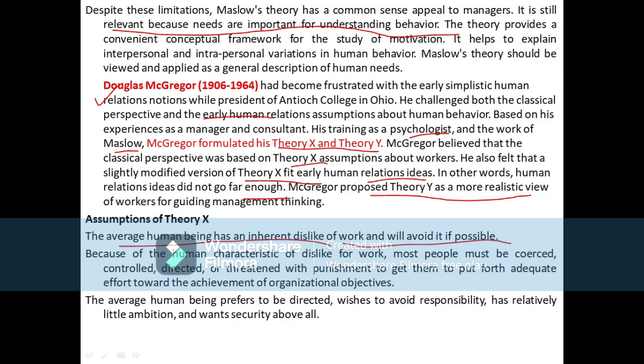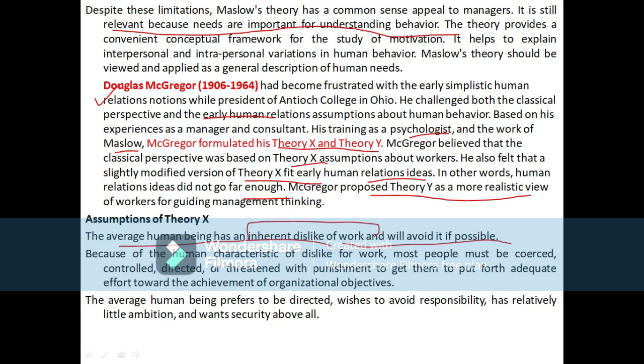Then, because of this human characteristic of dislike of work, most people must be coerced, controlled, directed or threatened with punishment to get them to put forth adequate effort toward the achievement of organizational objectives. So this is the reason why organizations go for coercion, meaning forcefully making them work, or controlling them, or directing them, or threatening them with punishment.